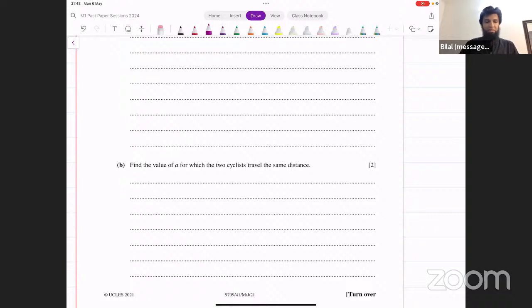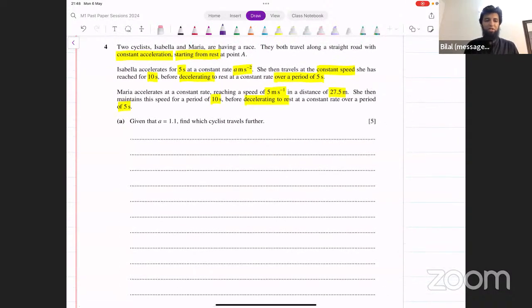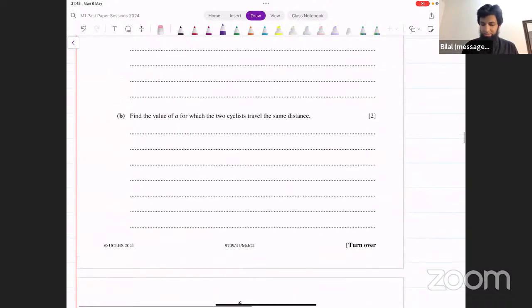Now, one way to think about this is through the graph, and that will make it much easier because you'll have some kind of a trapezium. You can find the area of that trapezium, or you can use constant acceleration formulas for each part separately, and it can also be done that way. Now, let me do it graphically. That will make things simpler.